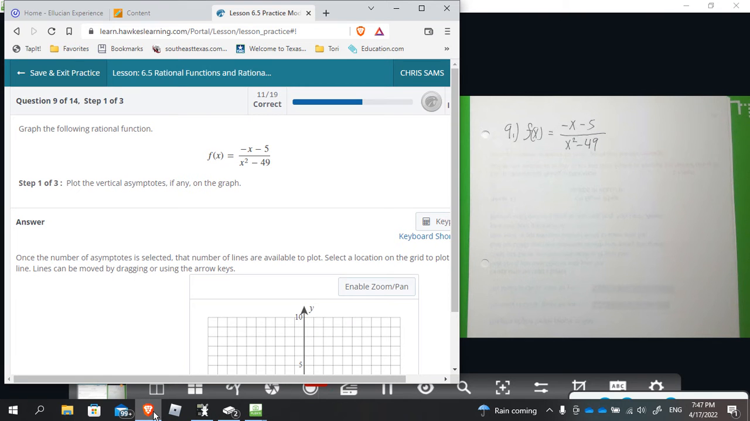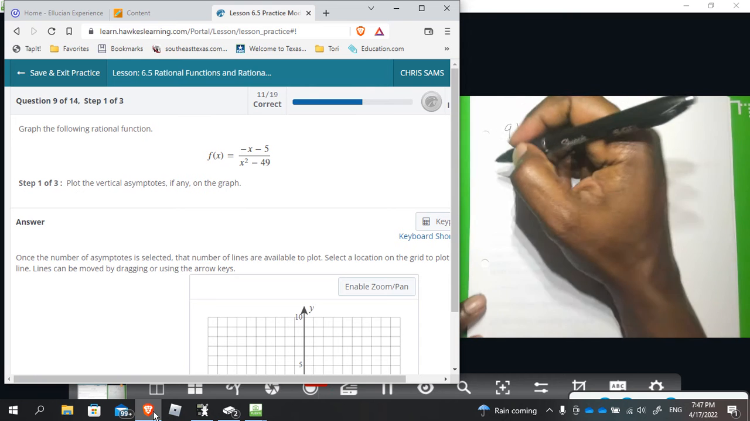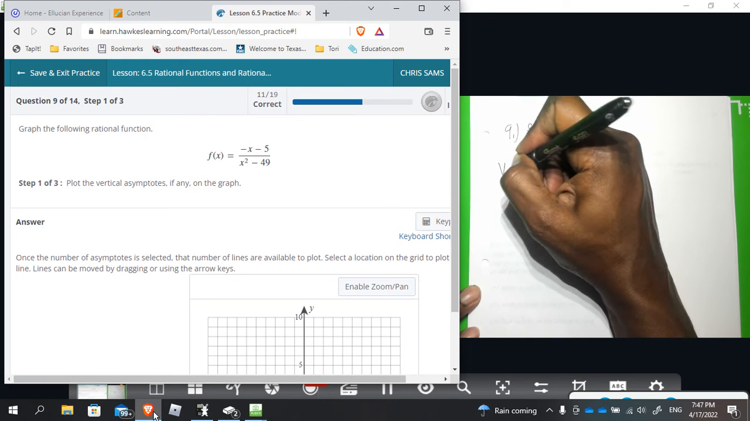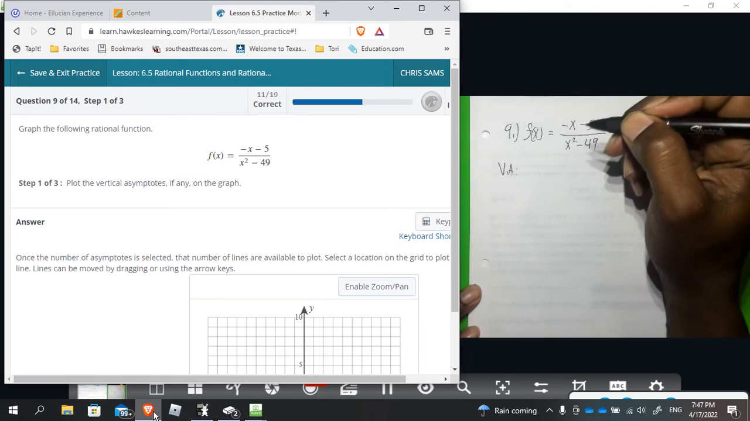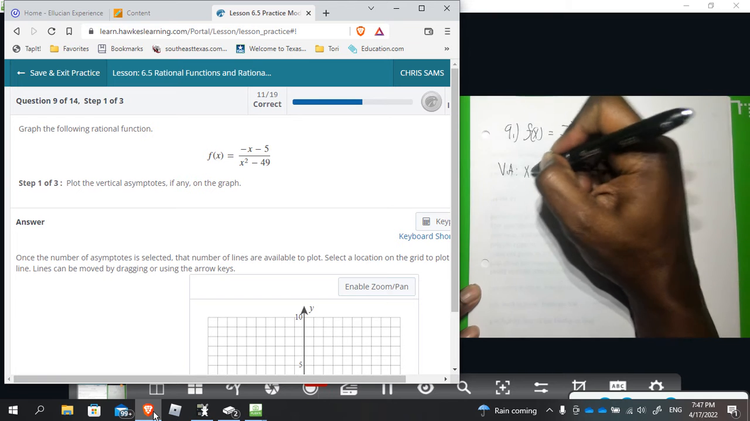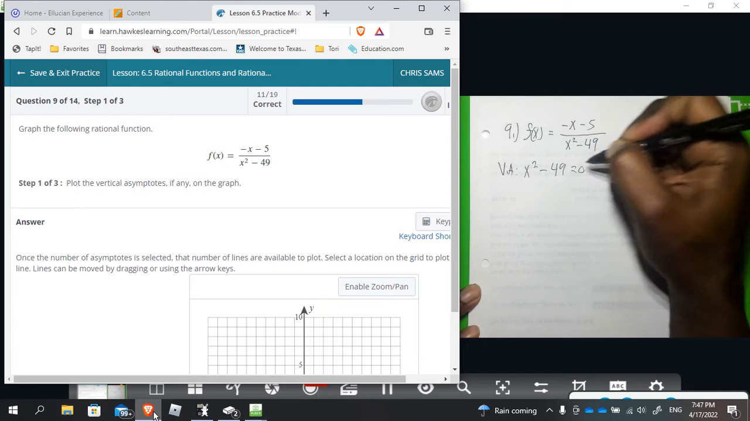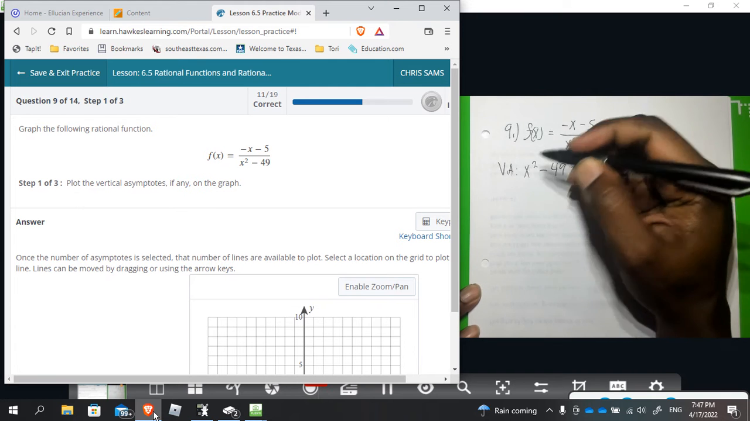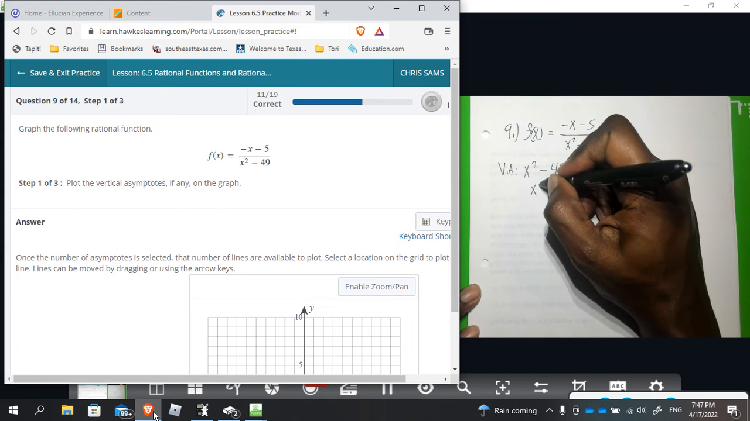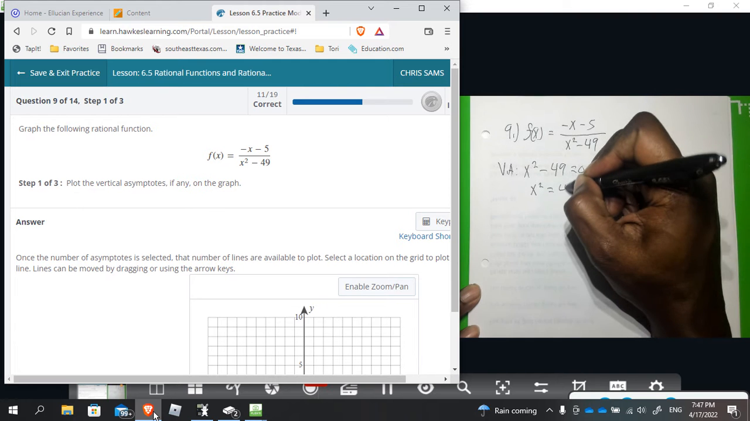Alright, number 9, we want to plot vertical asymptotes, if any, on the graph. So we're going to take our denominator, x squared minus 49, set it equal to 0. I'm going to add 49 to the other side, so it's going to give us x squared equals a positive 49.